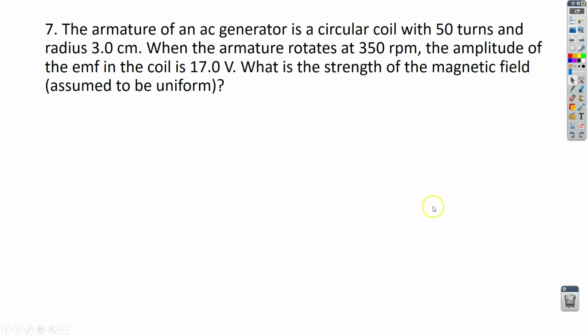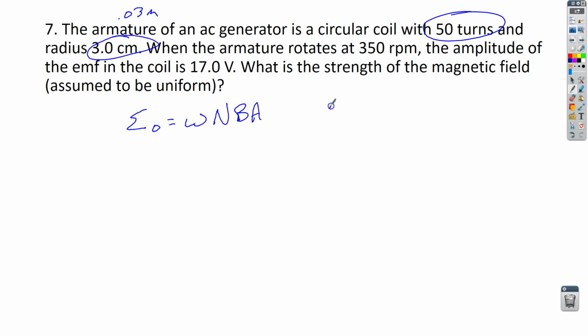We have an armature of an AC generator. It's a circular coil. It has 50 turns, and the radius is 3 centimeters. So anytime you have centimeters, we always want to change that. That's 0.03 meters. Our equation for this one is the EMF is equal to the angular velocity or the angular frequency times the number of turns. So that's why you see the 50 turns here, times the magnetic field times the area, where area is equal to pi r squared.